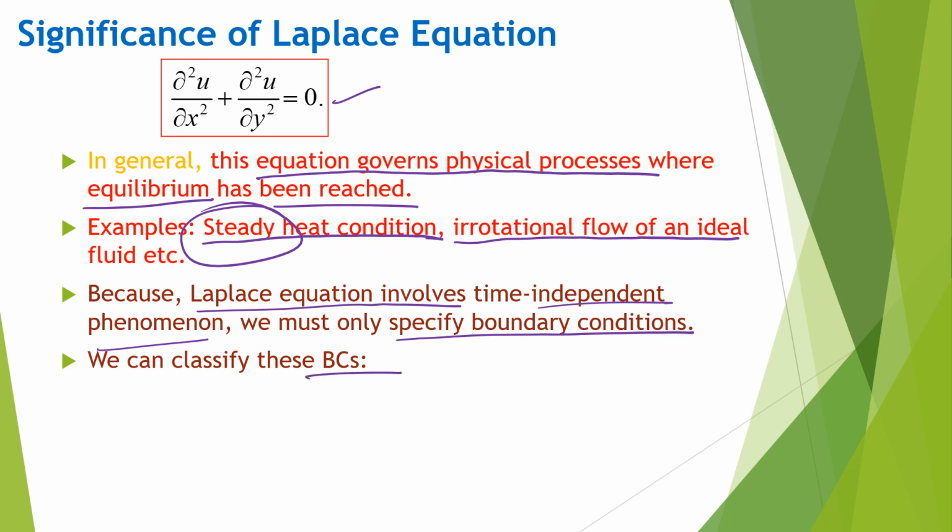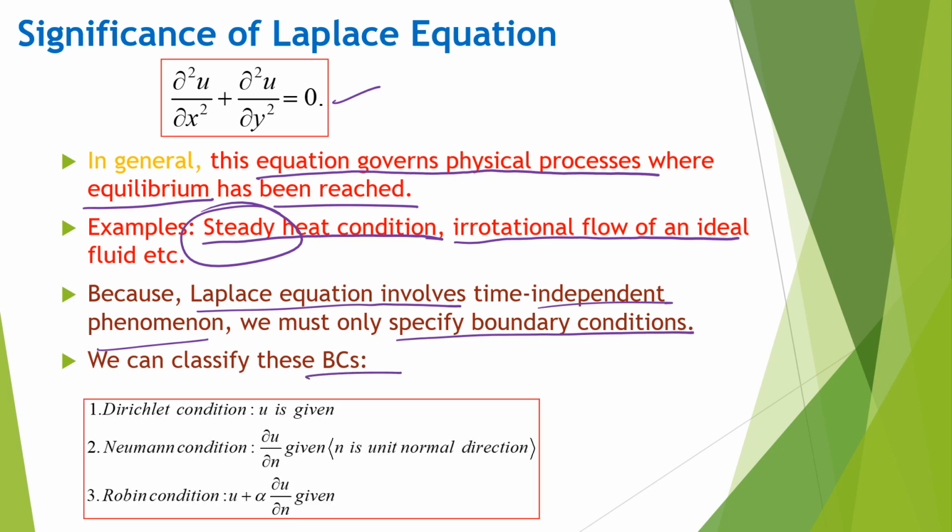The boundary conditions for the Laplace equation will be: first, the Dirichlet condition, where u is given, the main dependent variable, the value of u is given for particular boundaries. Neumann condition, when the derivative of u in the normal direction is given, where n is the unit normal direction. And the Robin boundary condition, which is the combination of Dirichlet and Neumann boundary conditions.